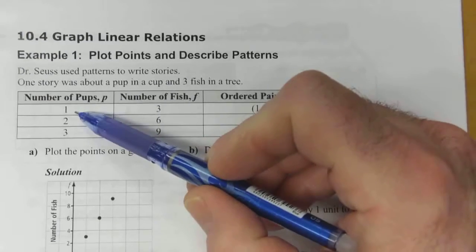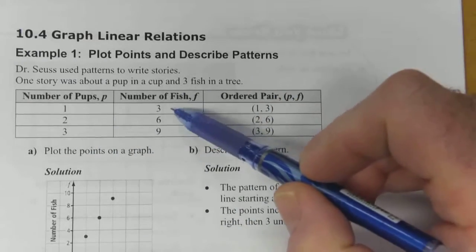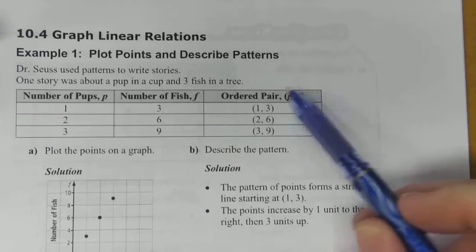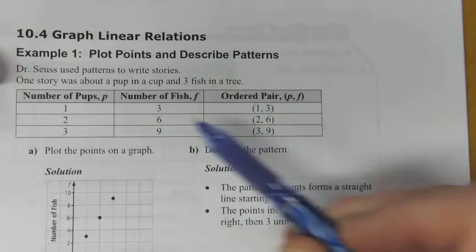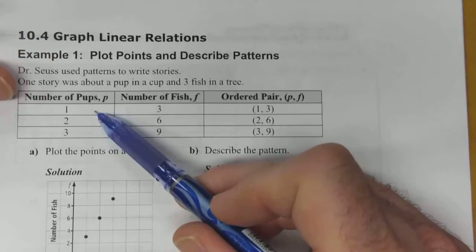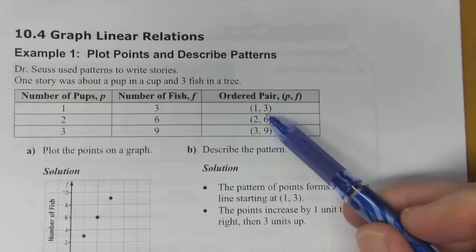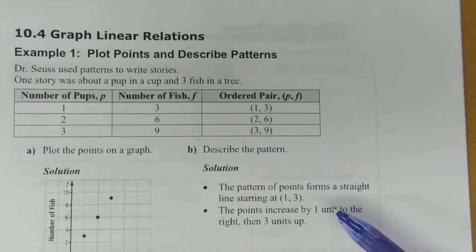So number of pups, 1, 2, and 3. Number of fish was 3, 6, and 9. And with that information, you can create an ordered pair for graphing purposes, where the first number is your x-coordinate and your second number is your y-coordinate. So 1 and 3, 2 and 6, 3 and 9.